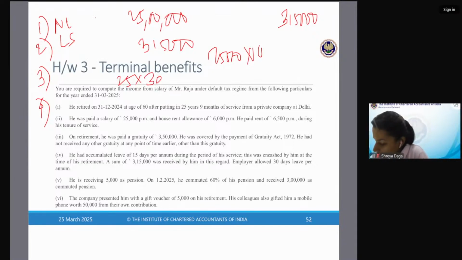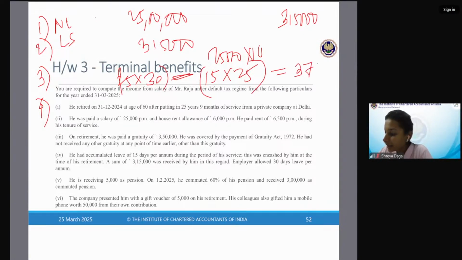Out of which, you see how many he has used. He has accumulated 15 days per annum. That means he has used 15 days per annum. Out of 30, he has used 15 and he has accumulated 15. So let us find how much he has used: 15 days into 25 years. He got 750 days, he spent 375 days, and the leave entitlement or leave credit remaining is 375 days.